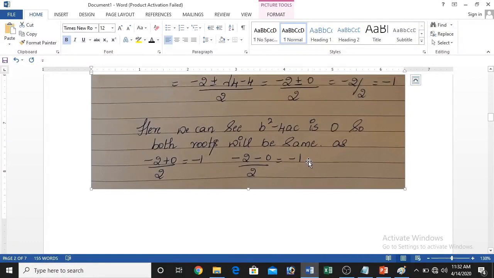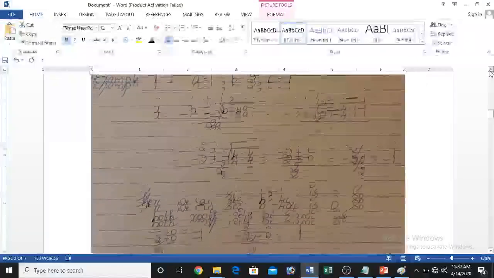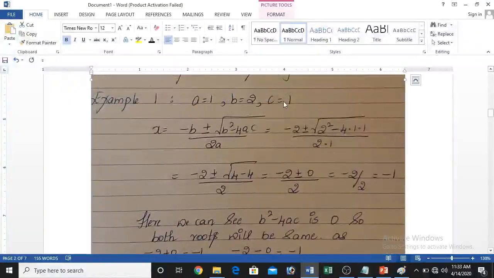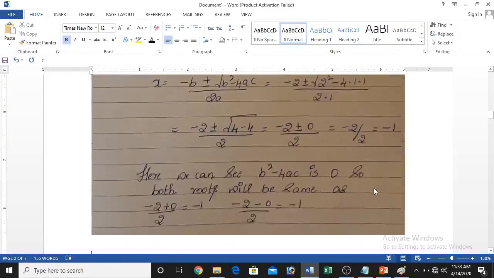This is one substitution. Remember, this minus 1 whatever we have got may be a negative value also, or the root may be a positive value. It depends on the value of a, b, c. Whatever the value of a, b, c you substitute, depending on that you will get the root values. If you give b as minus 2, then you will get the value as 1. You can just try and check. Now coming to example 2, let me move towards example 2.